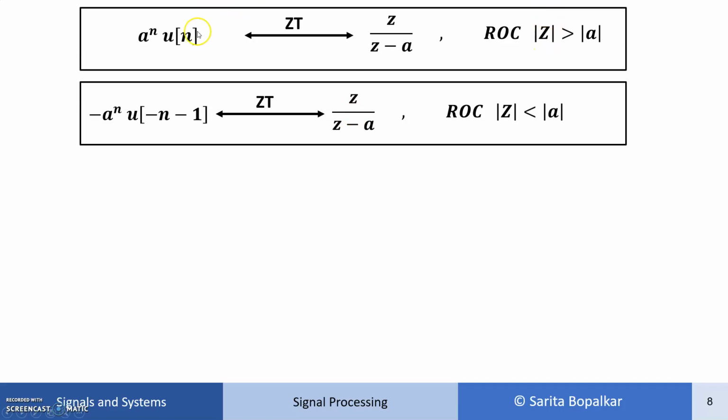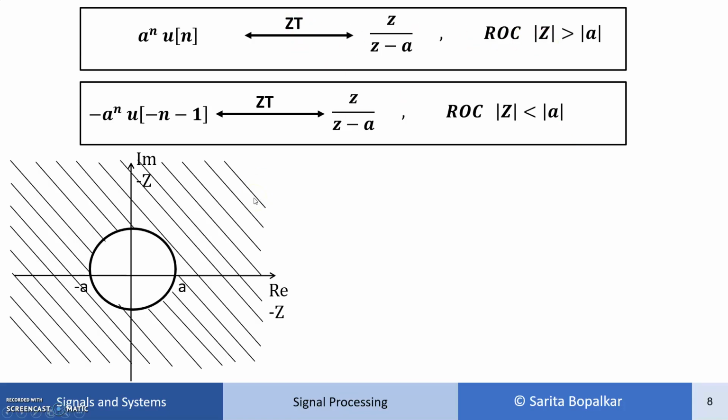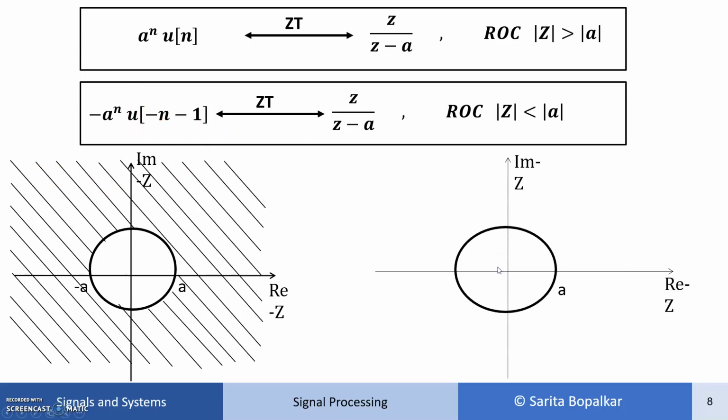In the first case, for right-sided sequence, or you can say causal sequence, your ROC is mod z greater than a. And in the second case, for the left-sided sequence, or we can say anti-causal sequence, the ROC is mod z less than a. In the first case, mod z greater than a, ROC is exterior of the circle having radius a. In the second case, for left-sided infinite duration sequence, ROC is interior of the circle having radius a.